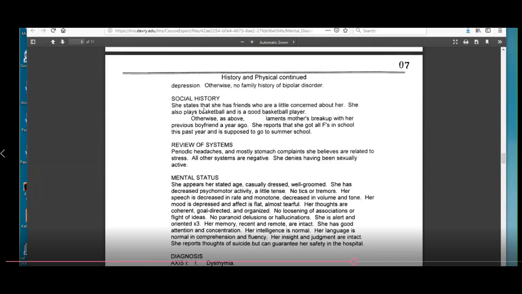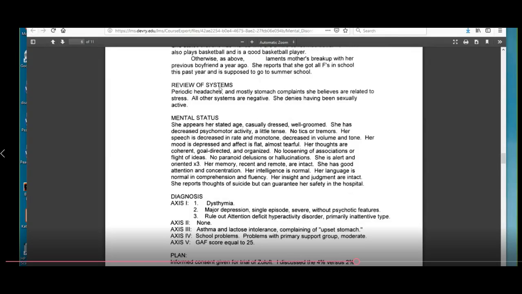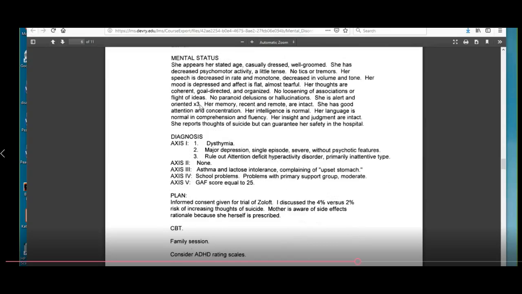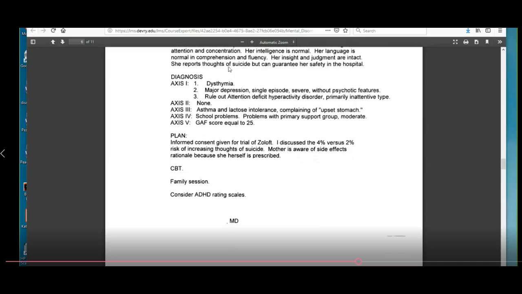So social, it states that she has friends who are a little concerned about her. She also plays basketball and is a good basketball player. Otherwise, she admits the mother's breakup with the boyfriend a year ago and reports that she gets all F's in school and is supposed to go to summer school. So review of systems. Periodic headaches, stomach complaints, shooting eyes, being sexually active. The mental status, this is exactly what it said before, so I won't go over that again. Same diagnoses on the axis that we saw before, and the plan was to try the Zoloft.